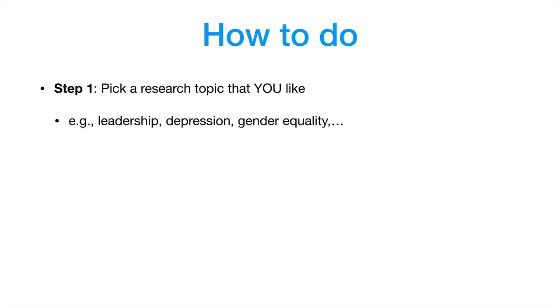So here's what I propose you do. In the first step, you just pick a research topic, just a general topic that you like. Doesn't matter what it is. The only important thing is that it's a topic that you genuinely like, because you will spend a lot of time in this research project and it makes it only easier if you actually find your research topic interesting. So this could be anything like leadership, depression, gender equality, or whatever you find interesting.